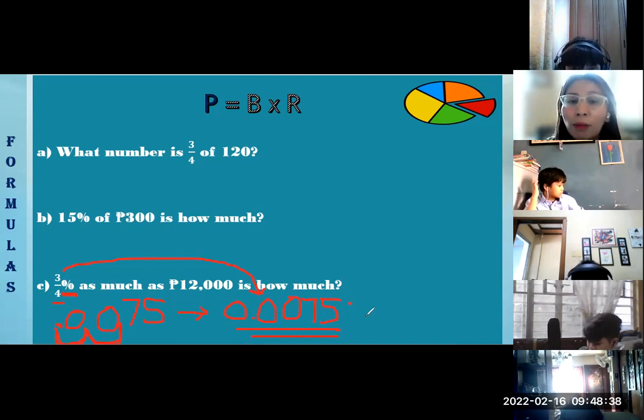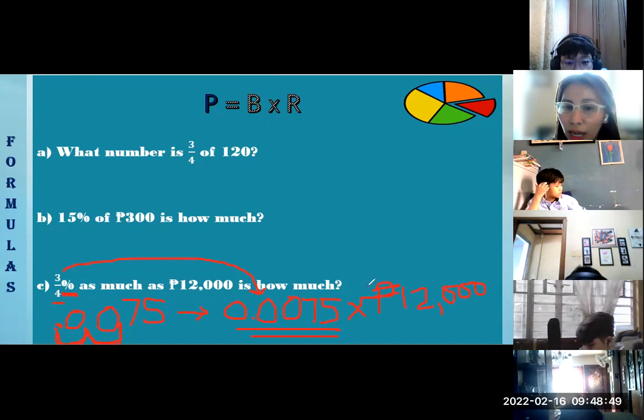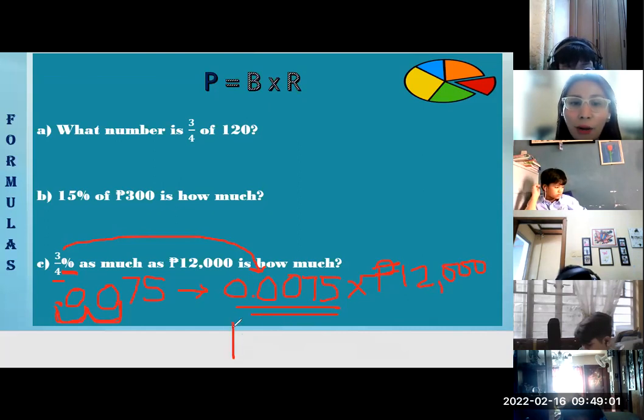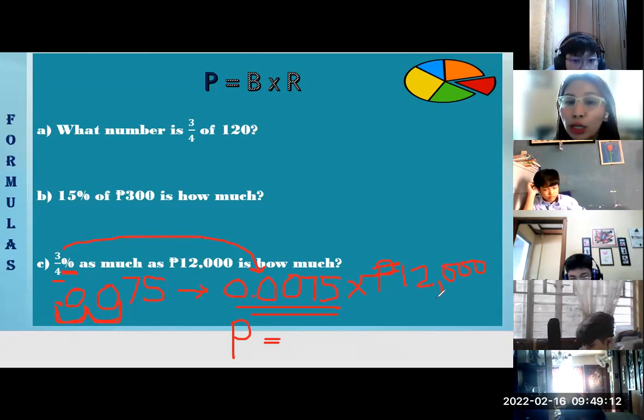0.0075 multiplied, pwede na natin i-multiply by 12,000. Kasi nga, nagmumultiply lang tayo if we are finding the percentage. Okay? Therefore, our P is, ayan, magkano na yung ating percentage rather. Again, dapat smaller to ha. Yung answer natin must be smaller than our base na 12,000.